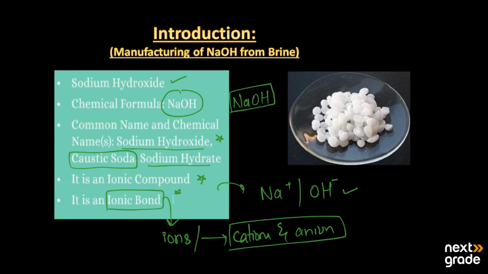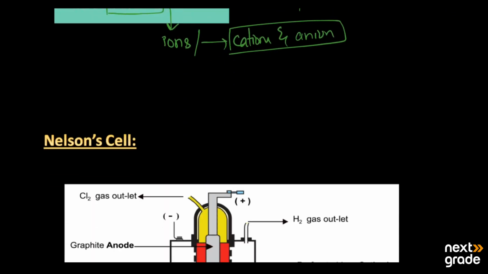So in this picture, you can see the sodium hydroxide, which is present as a white solid. It may be present in the form of granules or in the form of a powder. It depends upon the condition in which we get the sodium hydroxide.